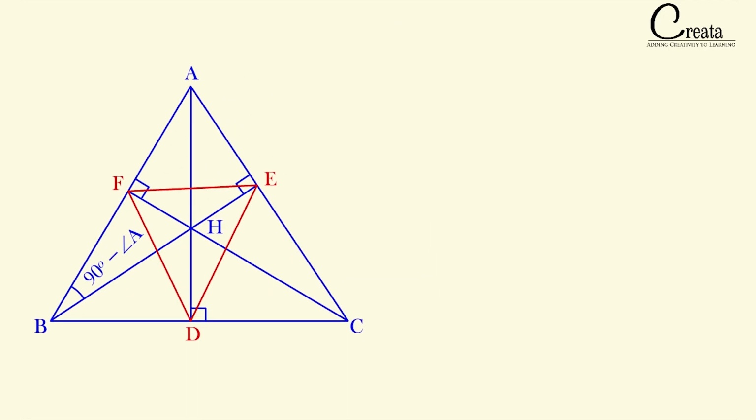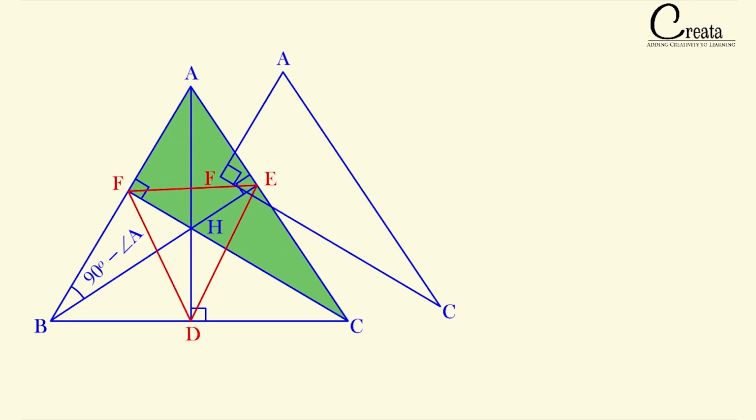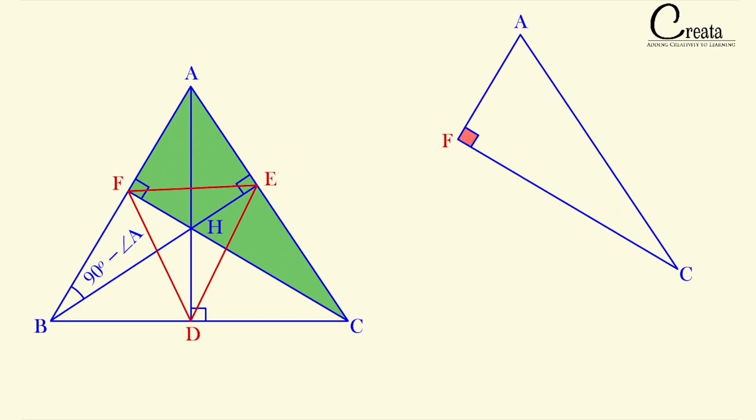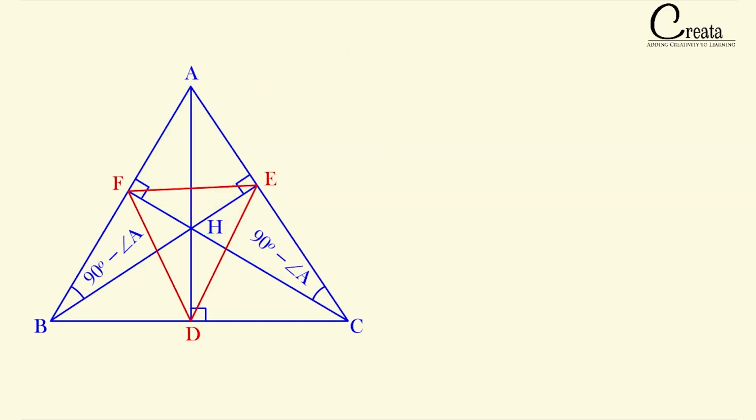Similarly, if we take the triangle AFC, this triangle, here angle F is a 90-degree angle and this angle is angle A. So can we say angle ACF is equal to 90-degree minus angle A? So we have got both of these angles as equal to 90-degree minus angle A. Means both of these angles are equal to each other.